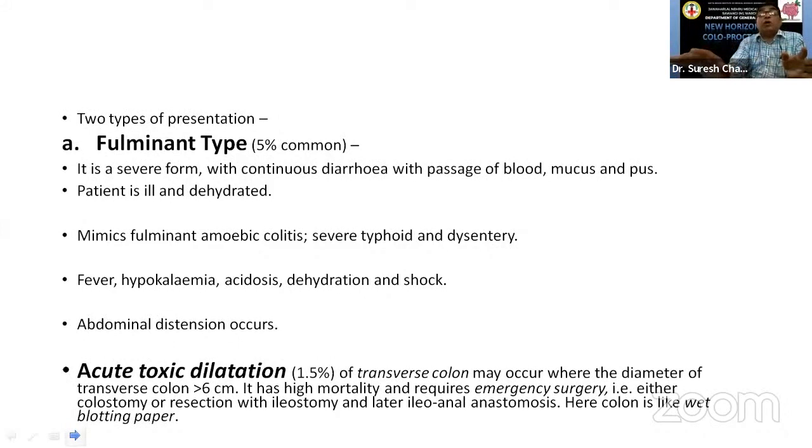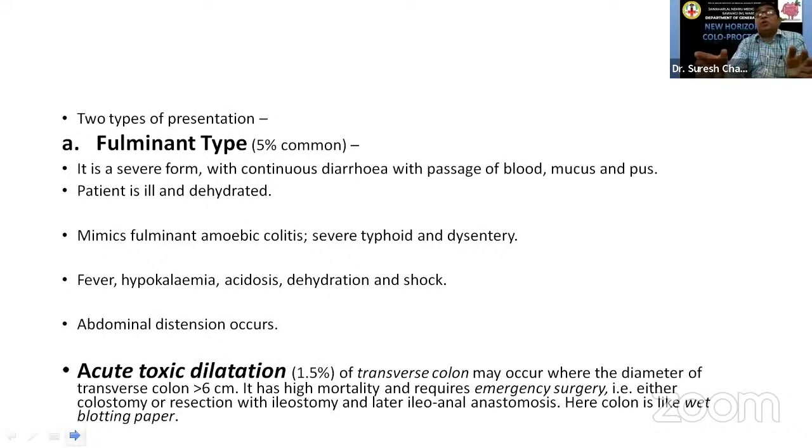It has a high mortality and requires emergency surgery, that is either a diversion colostomy, which may be permanent or temporary, with resection or without resection. So this you can do depending on whether it is obstruction. If there is bleeding, you have to subject the patient to total proctocolectomy with ileostomy, or otherwise you can restore the continuity by ileoanal anastomosis, which is more physiological than other options.